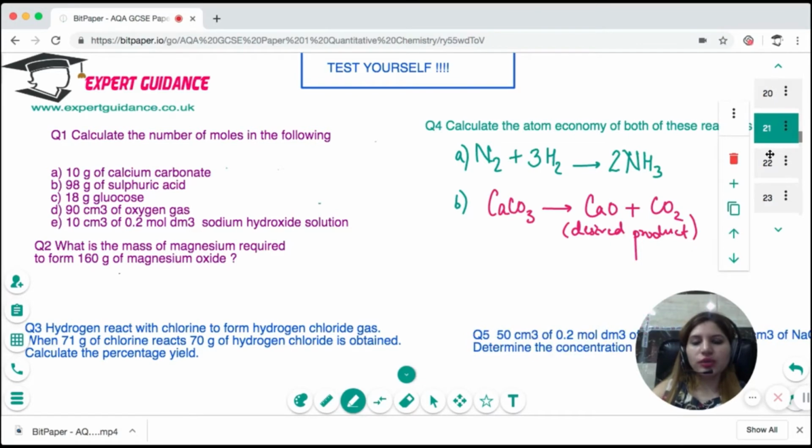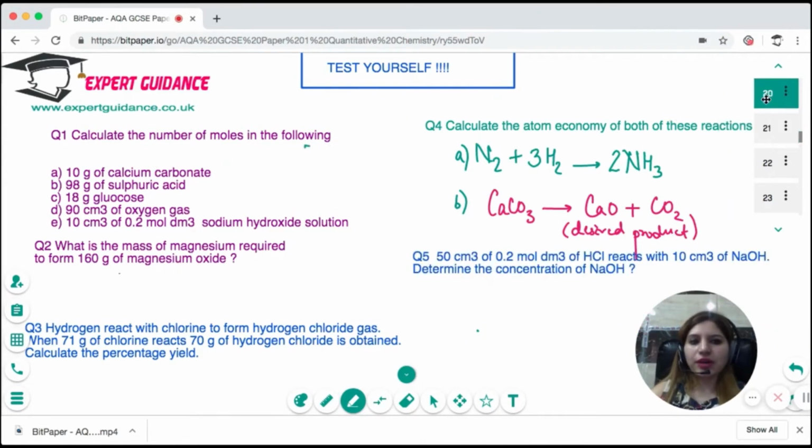So once you are given the 10 grams of calcium carbonate, what is the MR of calcium carbonate? I hope you know to find the MR of calcium carbonate, you do mass of calcium plus mass of carbon plus 3 times the mass of oxygen. So that is 100 grams is the MR. So to find the moles, you do 10 divided by 100, and that gives you the answer as 0.1 mole. So the answer for the first one has to be 0.1 mole.